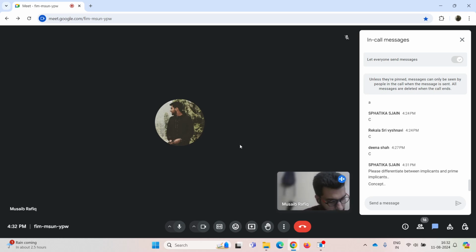Implicant. According to the definition I have, taken from GeeksforGeeks, an implicant is a product minterm in SOP or an external term. Prime implicant: this is pretty simple. You have a 4 cross 4 or 3 cross 3 map. Any term can be an implicant.